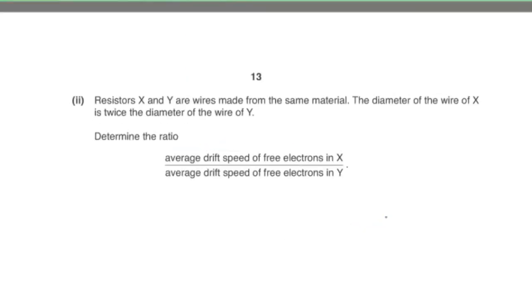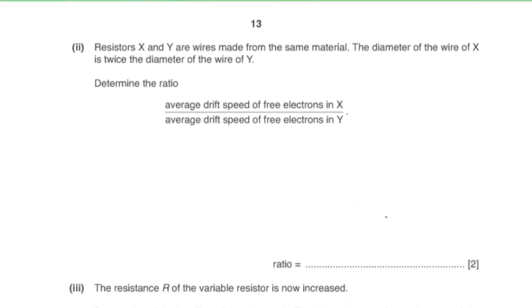But two resistors X and Y are wires made from the same material. The diameter of the wire of X is twice the diameter of the wire of Y. Determine the ratio. So current is equal to n times A times v, which tells us that average drift speed is inversely proportional to cross-sectional area.